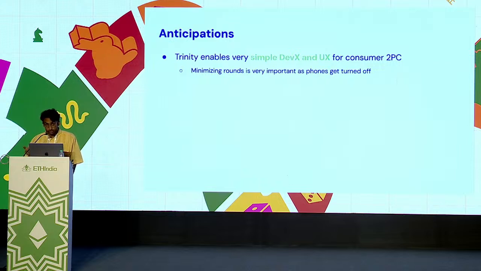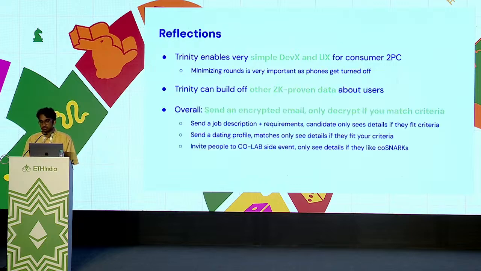So we're still working on Trinity. It should be released in the next few weeks, and we think it enables really simple DevX and UX. You can build off other ZK-proven data, like using these Plonk proofs. And the overall API here is very similar to narrowcasting, where you can send an encrypted email to people, and they will only be able to decrypt the contents of this email if they match whatever criteria you attach.